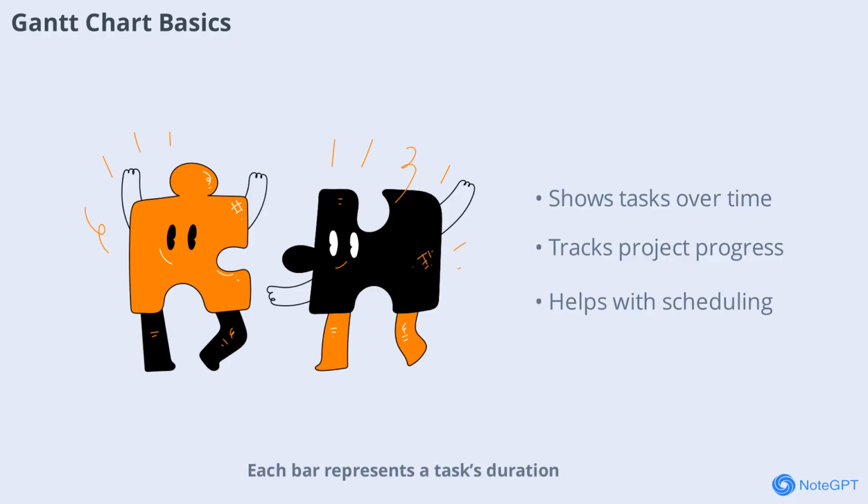Gantt charts are used for project management, showing tasks along a timeline. Each bar represents a task's duration, making it easy to track progress and deadlines. While Excel doesn't have a built-in Gantt chart, you can create one using bar charts and formatting. Gantt charts help you plan, schedule, and manage projects efficiently, ensuring everyone stays on track.